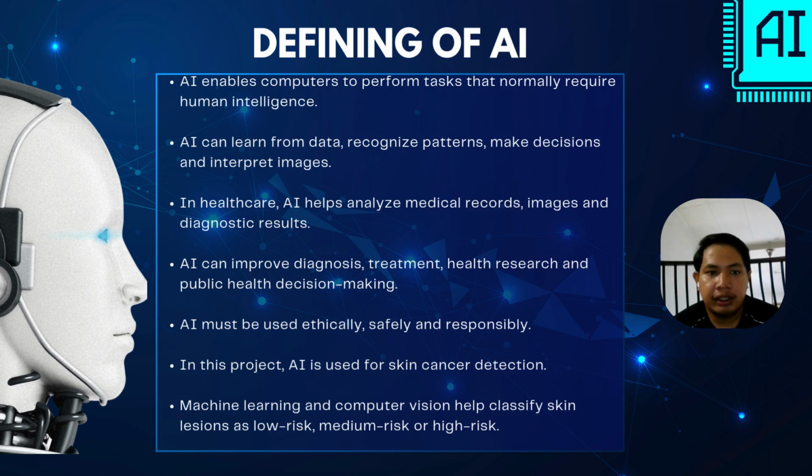Defining AI. AI enables computers to perform tasks that normally require human intelligence. AI can learn from data, recognize patterns, make decisions, and interpret images. In healthcare, AI helps analyze medical records, images, and diagnostic results. AI can improve diagnosis, treatment, health research, and public health decision making. AI must be used ethically, safely, and responsibly.